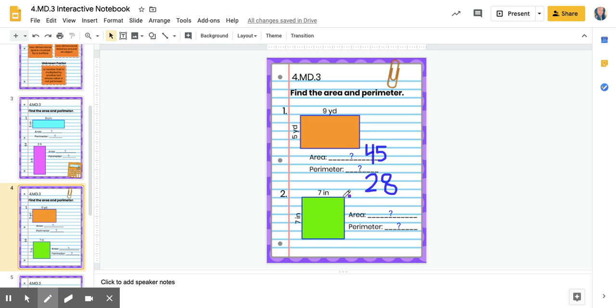For this shape, it's a square. And what you know about squares is that all of the sides are the same size. So the length and the width are both 7. So if we multiply 7 times 7 together, we get 49. And remember, that's in square inches because that's the area. And the perimeter of this shape would be 7 plus 7 plus 7 plus 7, which is also the same thing as 7 times 4, which would be 28 inches.